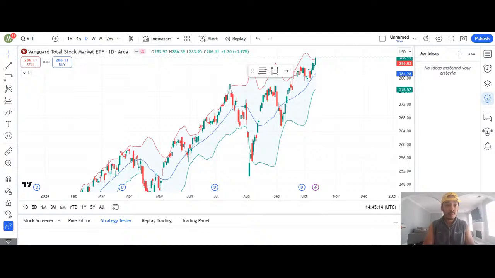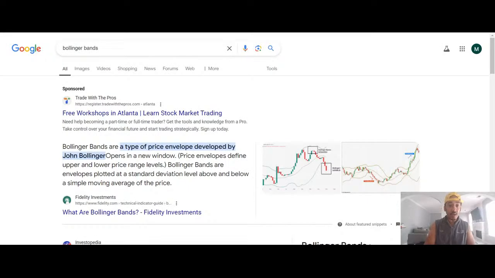All right, so let me pull this definition of the Bollinger Band up, y'all, so y'all can see. The Bollinger Band, and this is a great indicator, I'm telling you, I love it. The Bollinger Bands are a type of price envelope developed by John Bollinger, which plots upper and lower price range levels.